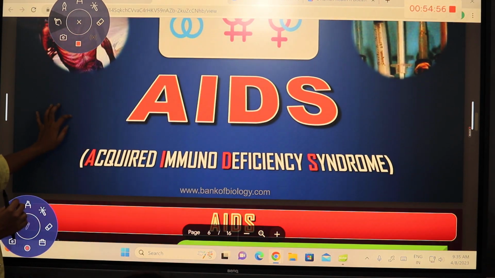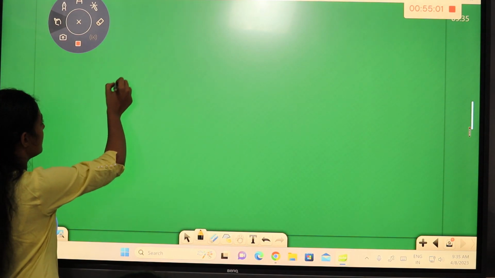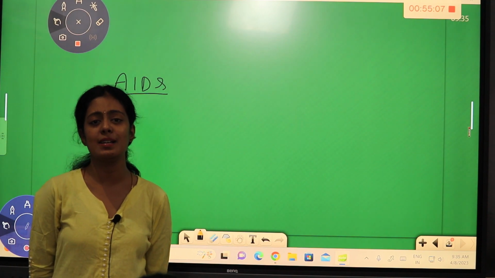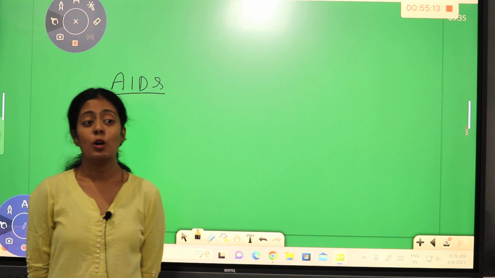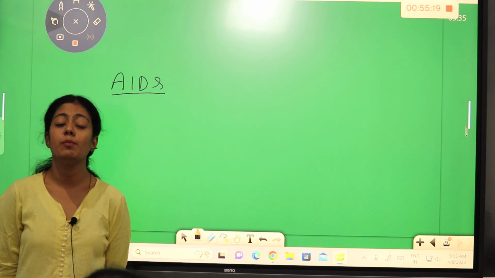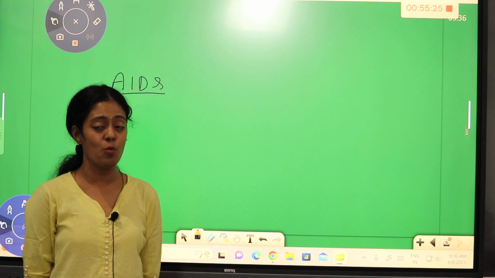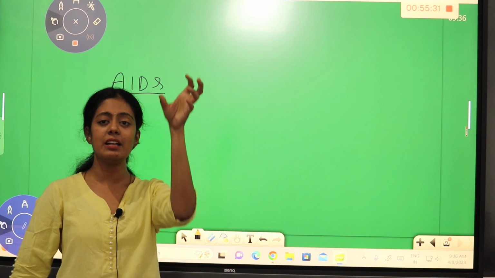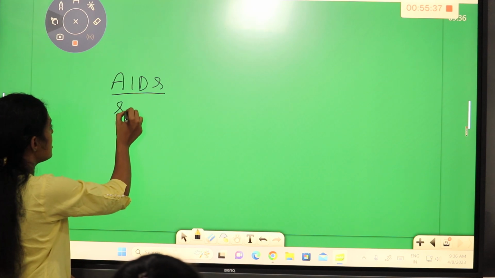Now we will move on to acquired immunodeficiency syndrome. Why do we call AIDS a syndrome and not a disease? We will see, this is very important from the exam point of view. Because it's a combination of so many infections. A person with AIDS will have highly suppressed immunity. When the immunity is suppressed, they will get pneumonia, typhoid, so many other diseases. When the doctor is treating one particular disease, the person will get another disease. So it's called a syndrome.